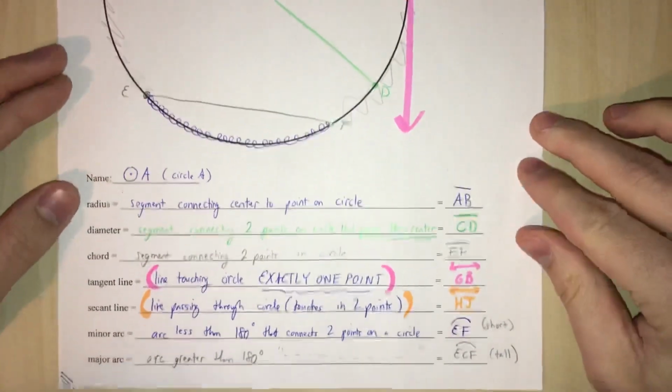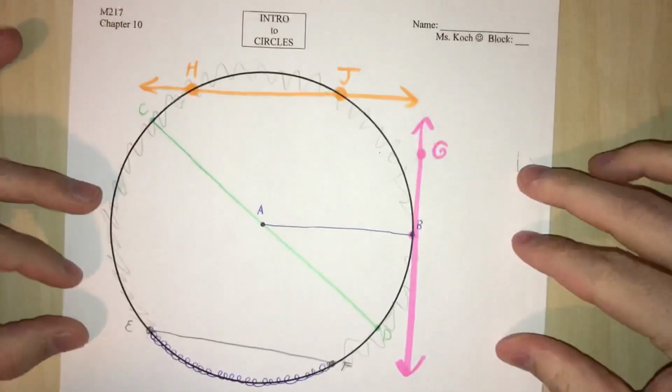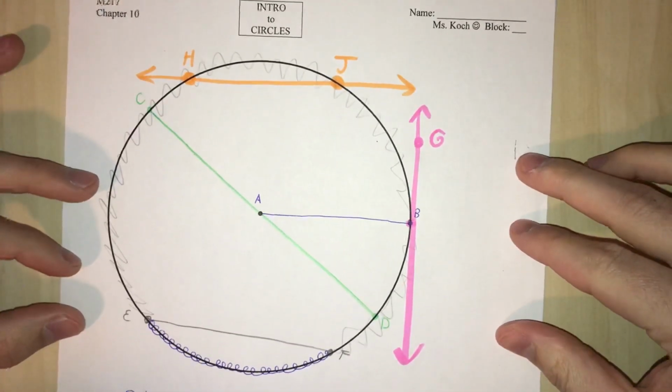Well, there you go. There's your definitions if you need them. This is your picture. This is going to be the main thing we're using for this chapter with circles.